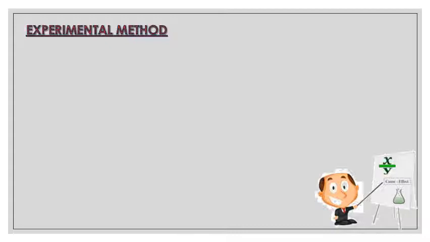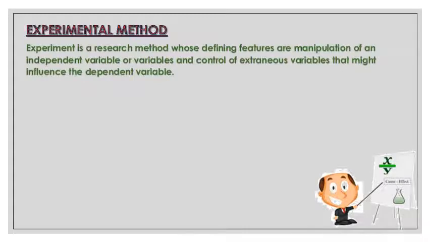This is true. If your answers were lying in my assumptions, then somewhere you all know what an experimental method is. But let us try to understand it completely. So in order to understand, let us go first by the definition. So here is the definition of experimental method, where it has been mentioned that experiment is a research method whose defining features are manipulation of an independent variable or variables and control of extraneous variables that might influence the dependent variable.